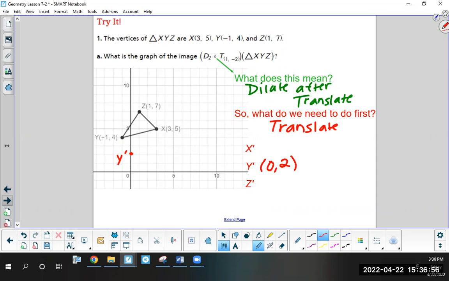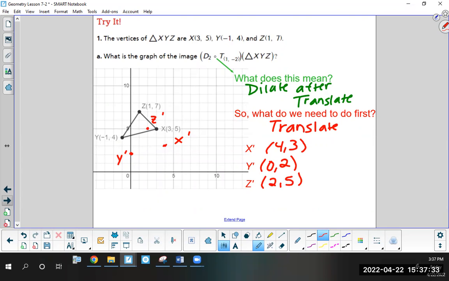Okay, if I move my X 1 right, down 2, that'll put me here for X prime, and that new ordered pair is 4, 3. And if I do the same thing with Z, right 1, down 2, I have Z prime, and that ordered pair is 2, 5. So you could either do it just by using your graph, moving, or we also talked about how you can take each ordered pair, add 1 to the X value, subtract 2 from the Y value. So you can do this without the graph too.